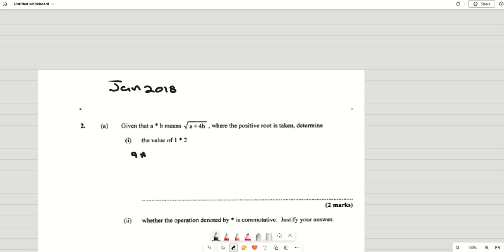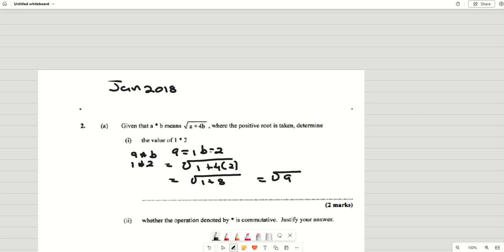So if we say a asterisk b and 1 asterisk 2 and we compare it, we can say a is equal to 1 and b is equal to 2. So therefore, 1 asterisk 2 would be the square root of, instead of a, you put 1 plus 4 by b, which is 2. So this is the square root of 1 plus 4 2s are 8, right? So that's the square root of 9, which is 3. So it could be positive 3 or negative 3, but they said the positive root is taken.